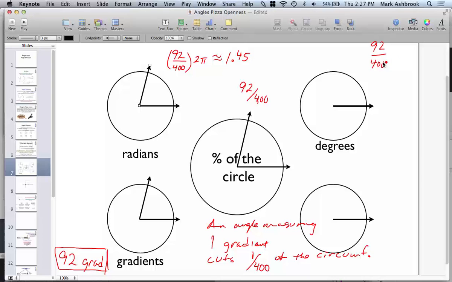Yeah. How do you do it? 0.23 times 360. That's it. That fraction of 360. You're going to take that percent of 360. And it should be a little bit less than 90, right? What'd you get? 82.8?